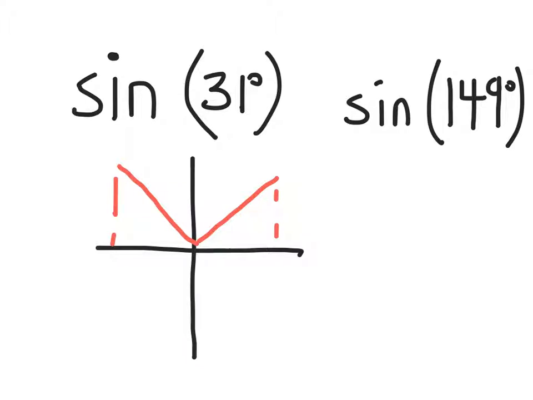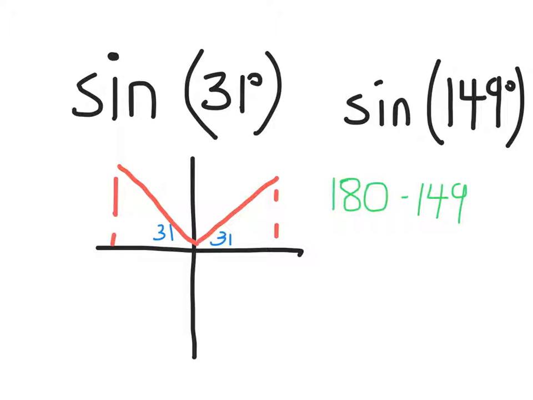So 31 degrees will just be 31 degrees since it's in the first quadrant, and we're just rotating off 0 degrees. In the second quadrant, we subtract 149 degrees from 180 degrees to get the reference angle. And we find that that's also 31 degrees.